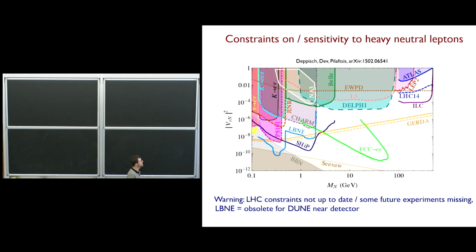You have here the limits from previous experiments, like PSI, PS191, CHARM, NuTeV, etc. And there is a planned experiment at CERN which is called SHiP, that one here, which again is a beam dump experiment. And if it is done, it will strongly improve the constraint on U_eN squared.